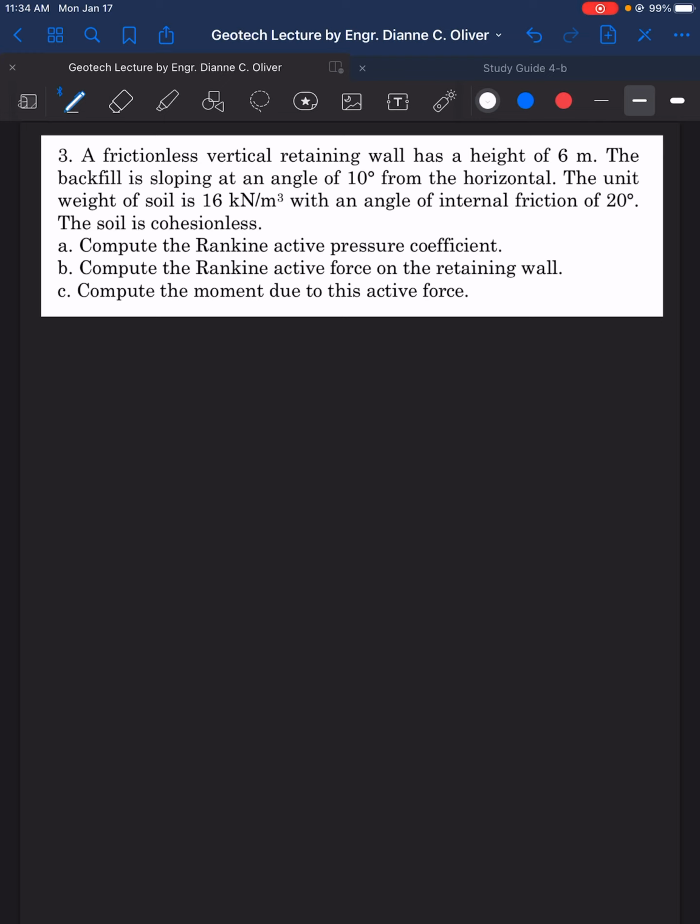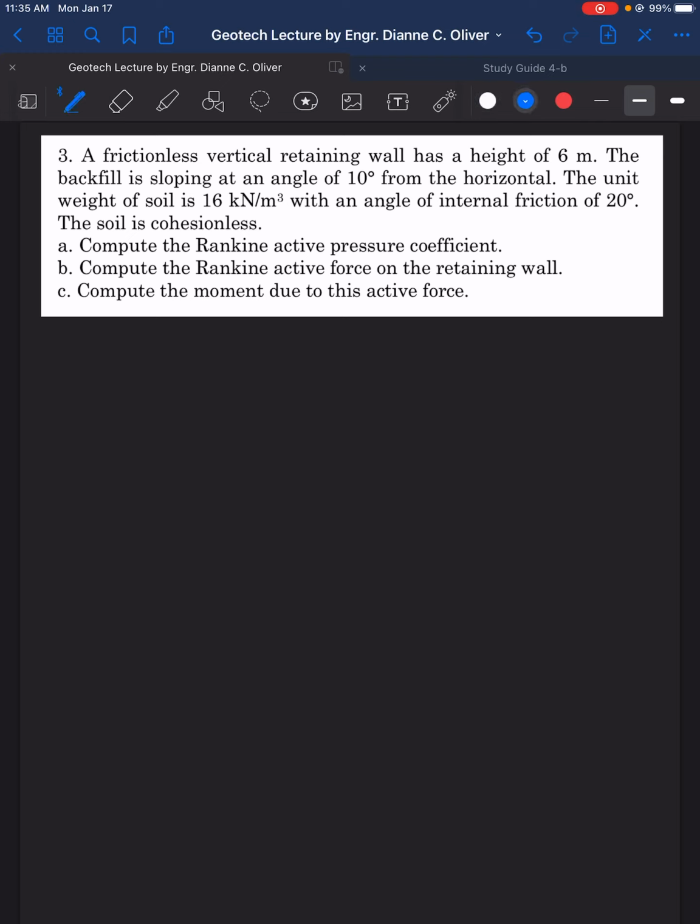Okay, so we have here number 3. A frictionless vertical retaining wall has a height of 6 meters. The backfill is sloping at an angle of 10 degrees from the horizontal. The unit weight of soil is 16 kN per cubic meter with an angle of internal friction of 20 degrees. The soil is cohesionless. First, compute the Rankine active pressure coefficient. Second, compute the Rankine active force on the retaining wall. And then the third requirement is compute the moment due to this active force.